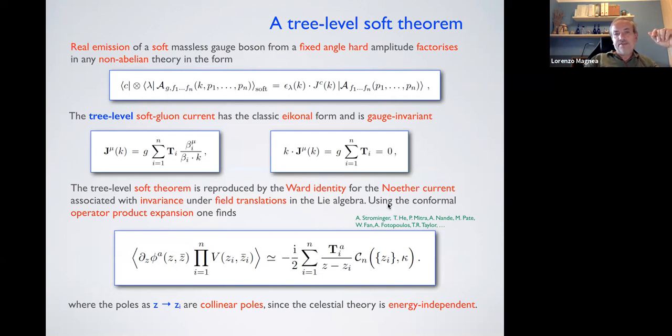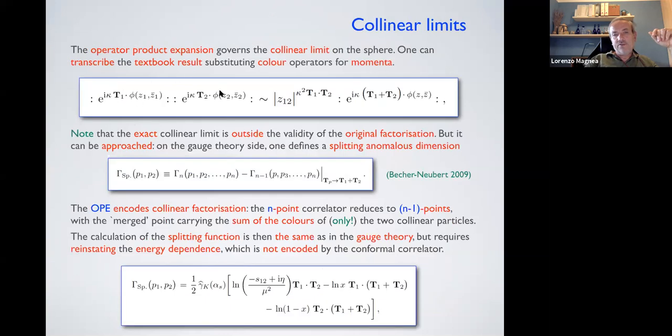And more interestingly, if I take the operator product expansion of two of these vertices, which again, you can basically copy from Polchinski by replacing momenta with color, then you are left with an operator which contains the sum of colors. And this is exactly what you expect from collinear factorization in the gauge theory.